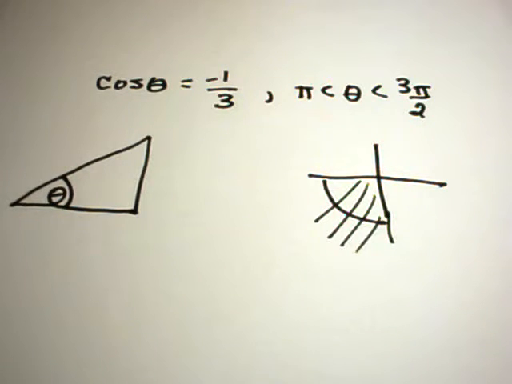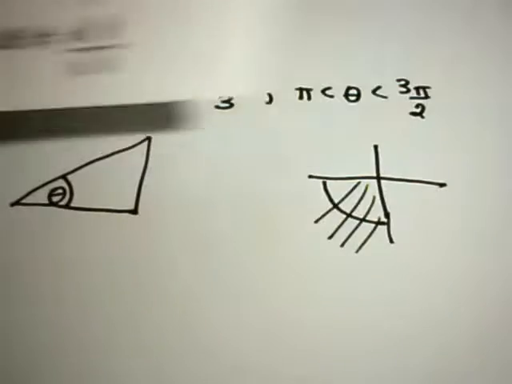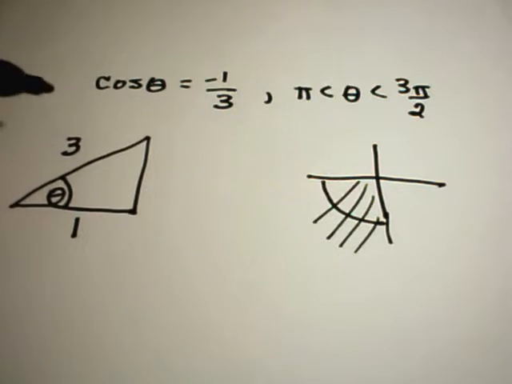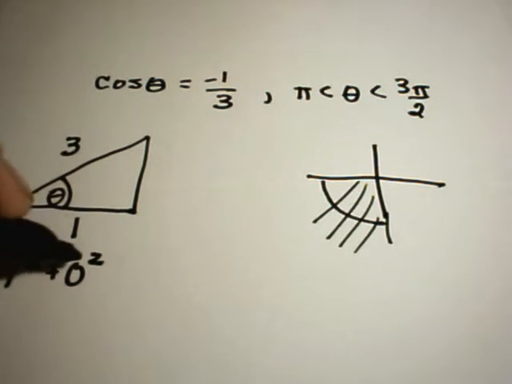Again, cosine is the adjacent over the hypotenuse. So that means the adjacent will be 1 and the hypotenuse will be 3. Again, to figure out the missing side, we'll take 1 squared plus the opposite side squared. Oh, that looks like a 0.